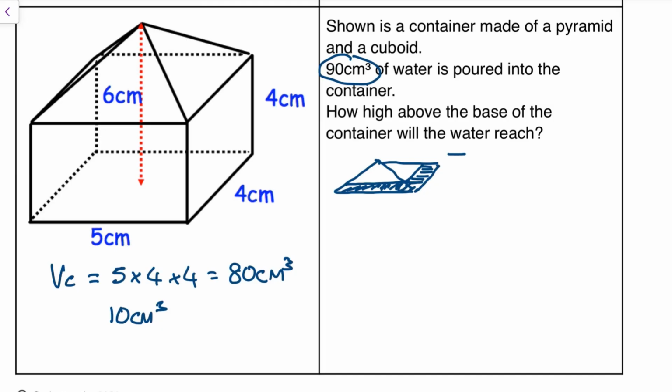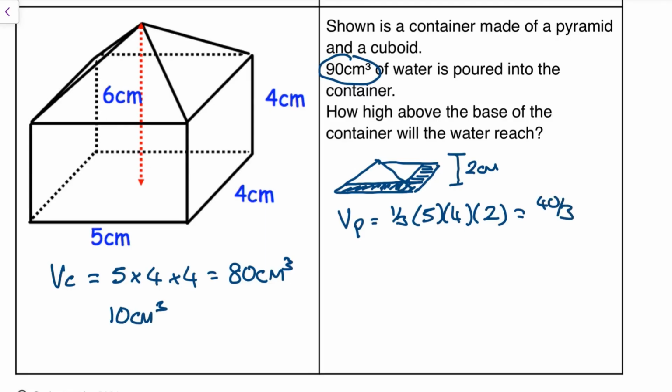And I know the height of my pyramid is 6 minus 4, so it's going to be 2 centimeters high. So the volume of the pyramid is going to be 1/3 times the base, which is 5 times 4, times by the height of the pyramid, which is 2. 5 times 4 is 20, times 2 is 40, and it's 40 over 3.